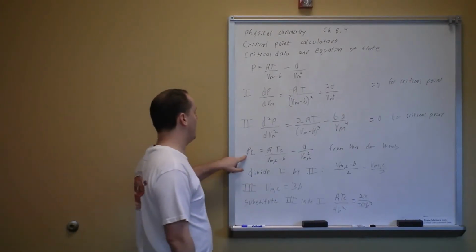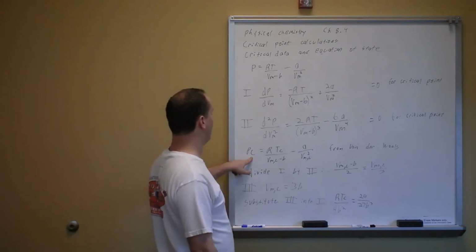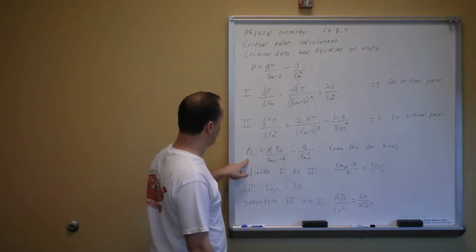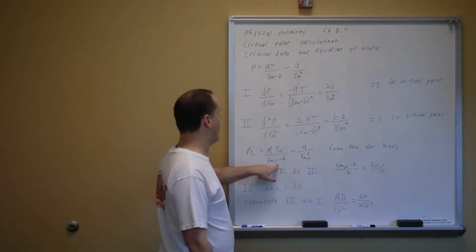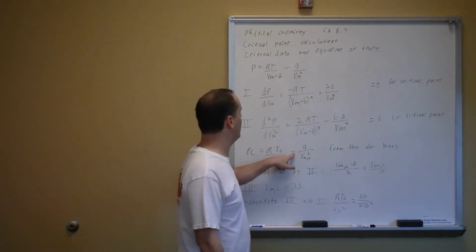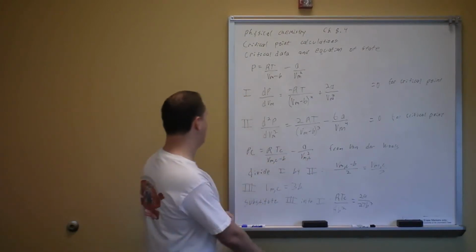Now, we're also going to say, from our van der Waals equation, putting in this subscript c for critical, that our critical pressure is equal to R times our critical temperature over (the molar volume at the critical point minus b), minus a over the molar volume at the critical point squared.